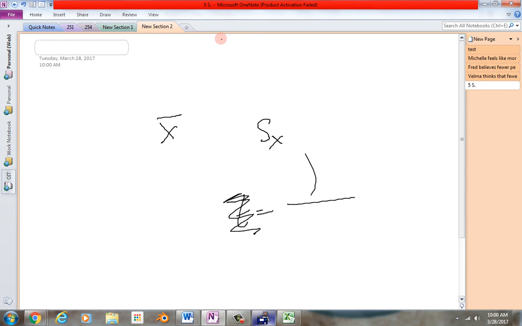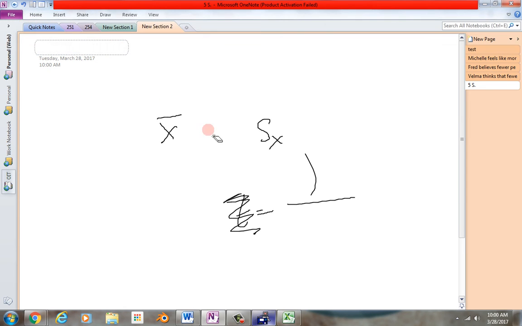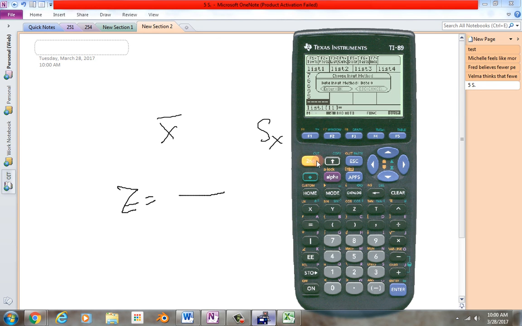My point is, if you had 30 data points and you typed them all in, and then you had to find x bar and sx using one variable statistics, isn't it just about as easy to go ahead and find a z-score the old-fashioned way? And the answer is, I think it is. Yeah, I do. To me, that z-test isn't very helpful.